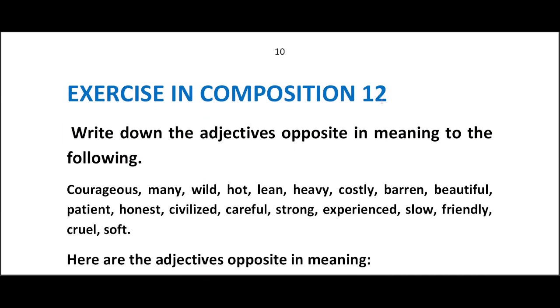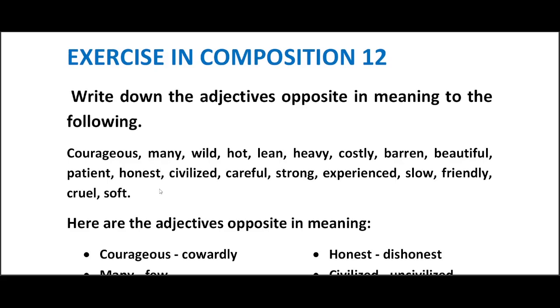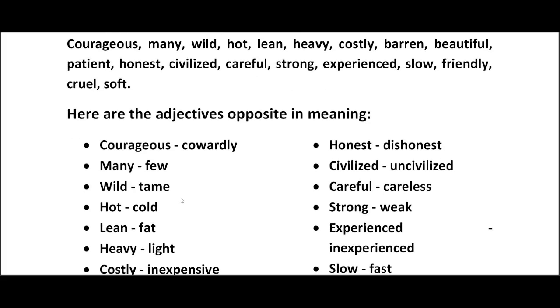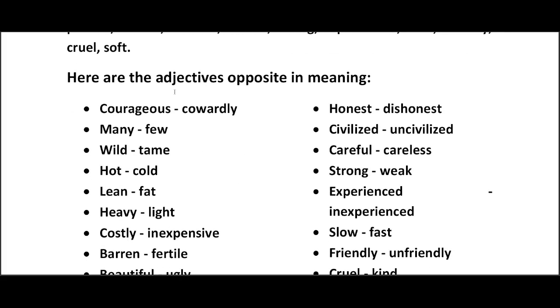Exercise in composition 12. Write down the adjectives opposite in meaning to the following. These are the adjectives: courageous, many, wild, hot, lean, heavy, costly, barren, beautiful. And we are supposed to provide adjectives that are antonymous to these adjectives, opposite in meaning. Here are the adjectives opposite in meaning.